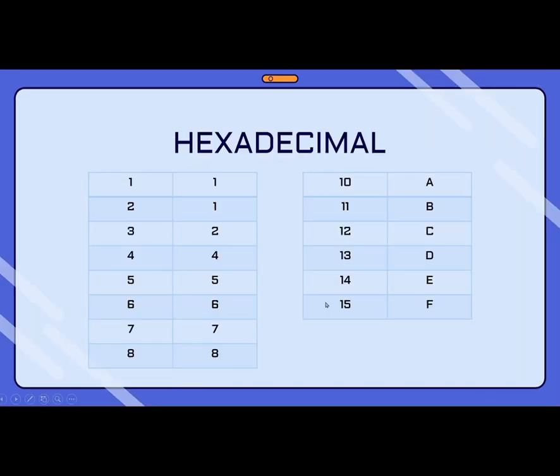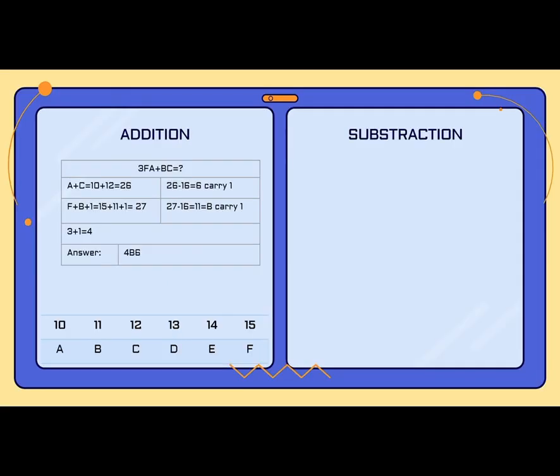So hexadecimal, the number system, consists of 16 digits. After number 9, 10 till 15 are all letters. So for addition, the question is 3FA plus BC. So you have to add A plus C first, which is 10 plus 12, which is 22, and every time it's over 16, you need to minus by 16. So after minus by 16, you get 6, and you have to carry forward 1.